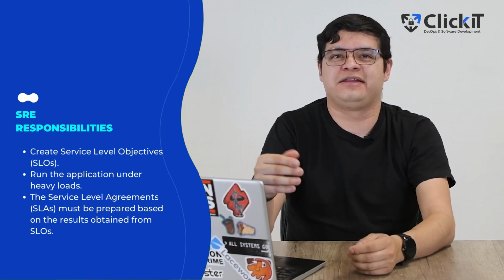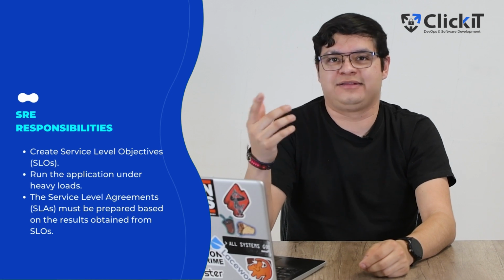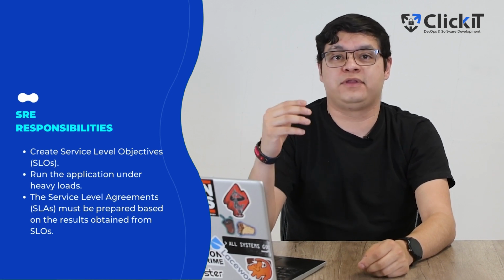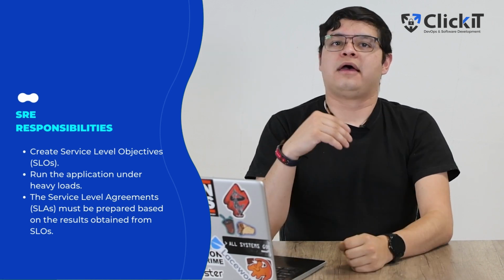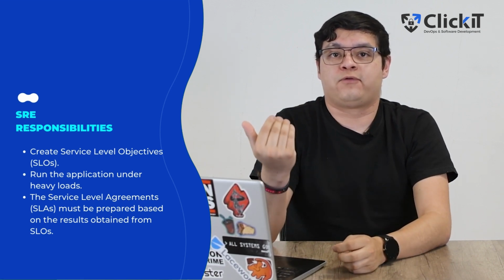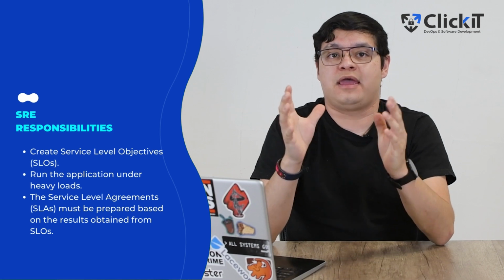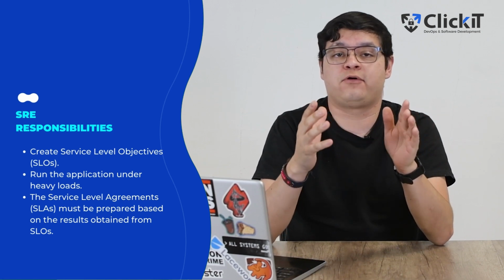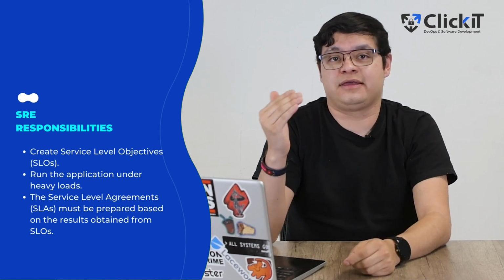Once that is defined, the service level agreements or SLAs must be prepared based on the results obtained from SLOs. These are also used for reliability work, prioritizing correcting performance issues that do not meet the SLO level instead of optimizing the performance on an app running at the SLO level.